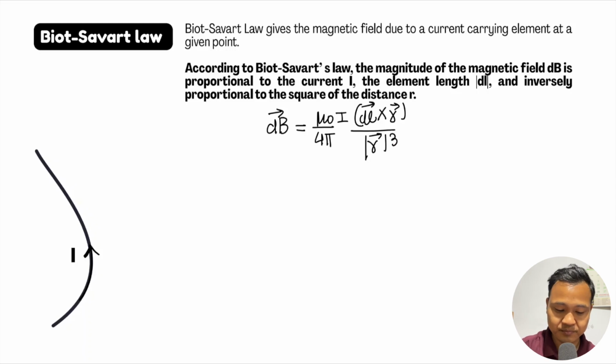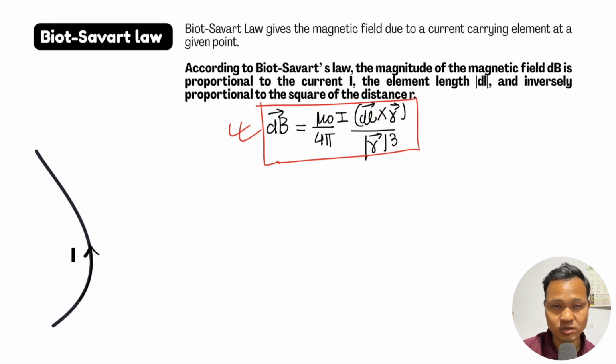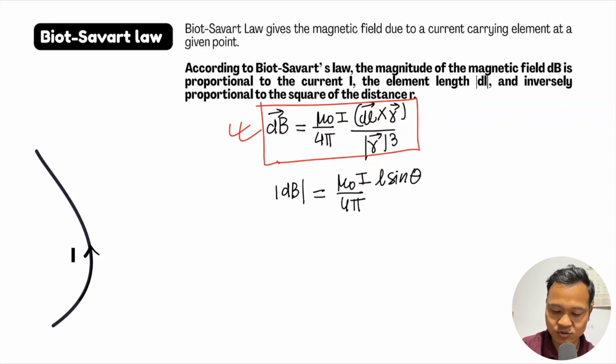So here let's try to put this in a box. The magnitude of dB: you will have mu naught into I by 4 pi, into dl r sine theta from the cross product formula, divided by r cube, which gives dl into sine theta divided by r square. Okay, it's the magnitude of magnetic field according to Biot-Savart law.